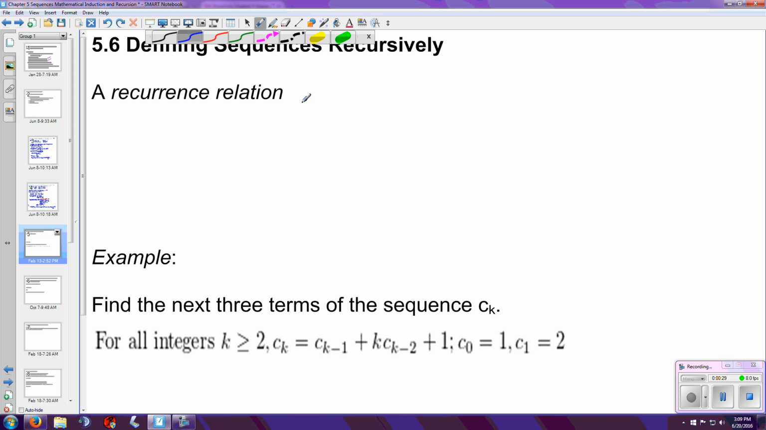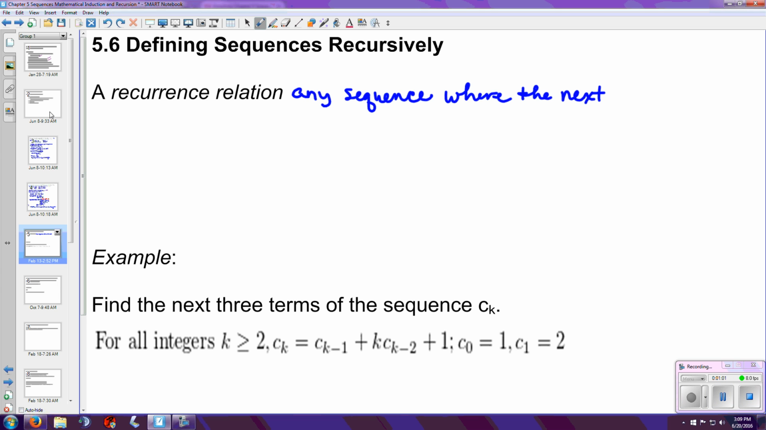Some famous sequences which are recursive are Fibonacci, amongst some others, and we'll talk more about the Fibonacci sequence a little bit later. So we said that that's any sequence where the next term is defined by previous terms. It doesn't matter how many previous terms you're looking at. It could be one, it could be 100 previous terms. However, the next term must be defined by the previous term or terms.